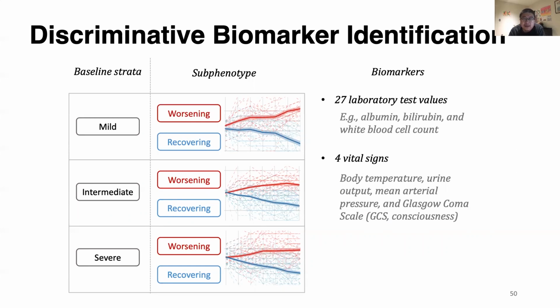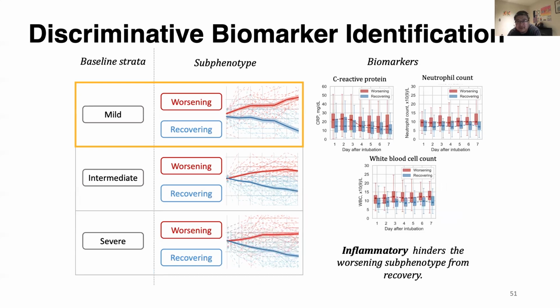And we investigated the association of biomarkers, including 27 lab tests and vital signs. We first examined their associations with the subphenotype or cluster assignment across all the baseline strata and subphenotypes.